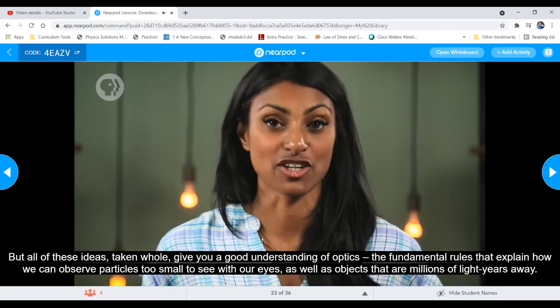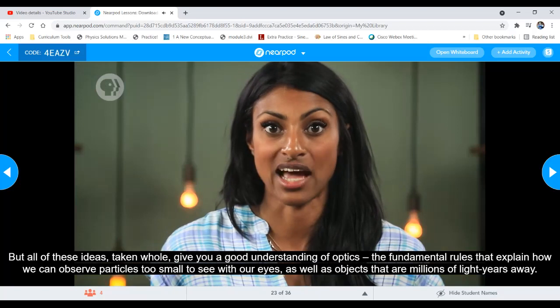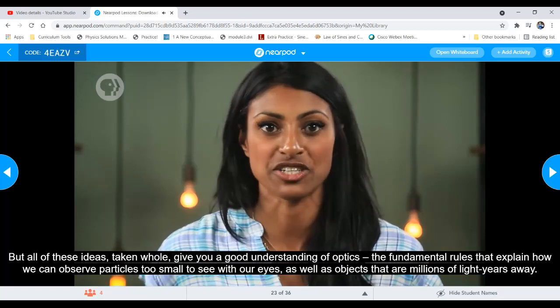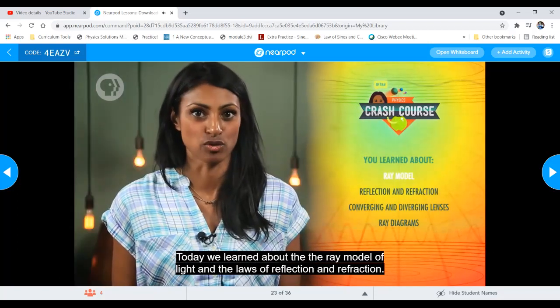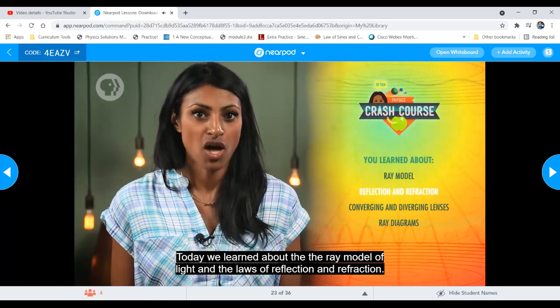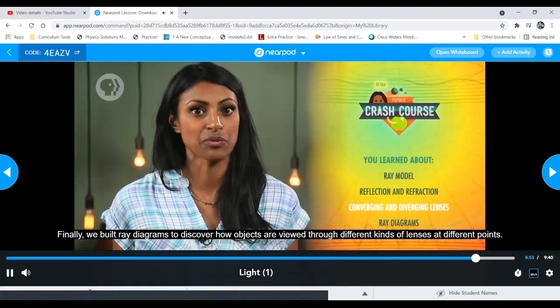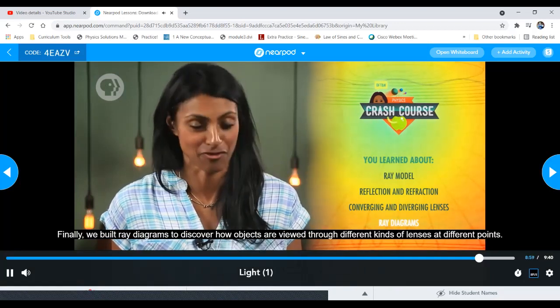But all of these ideas taken whole give you a good understanding of optics, the fundamental rules that explain how we can observe particles too small to see with our eyes, as well as objects that are millions of light years away. Today we learned about the ray model of light and the laws of reflection and refraction. We learned about how refraction works with converging and diverging lenses. Finally, we built ray diagrams to discover how objects are viewed through different kinds of lenses at different points.